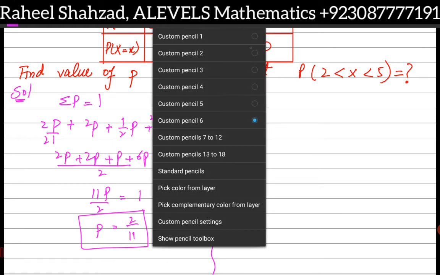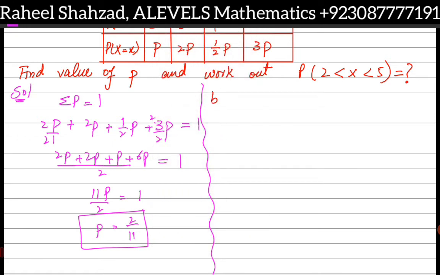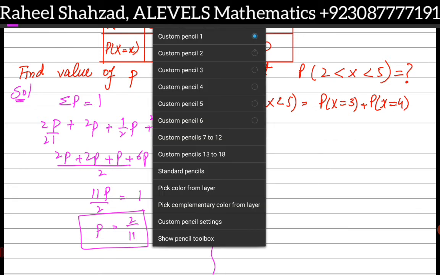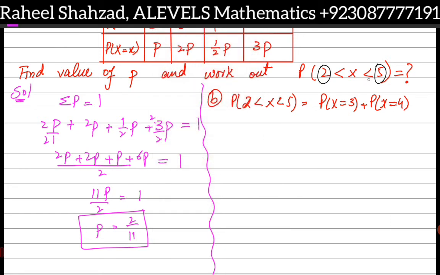In the second case, part B, what we are looking for is the probability that x is between 2 and 5. That means probability of x equal to 3 plus probability of x equal to 4. We cannot take the values 2 and 5, since it is strictly greater and less than, not less than or equal.